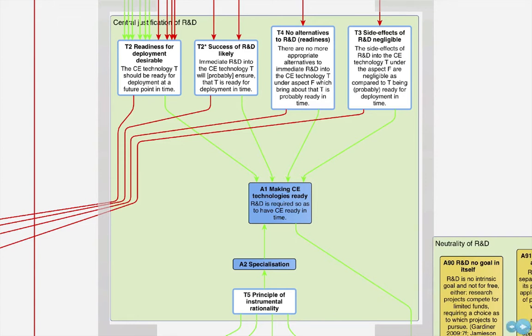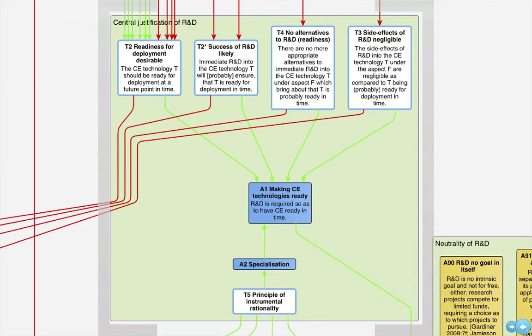This justification claims that R&D into climate engineering is required so as to have these methods ready in time. Thus, it is an instrumental justification. R&D is justified as being a suitable means for reaching a specific end. As a means-end argument, the central justification relies on several premises.